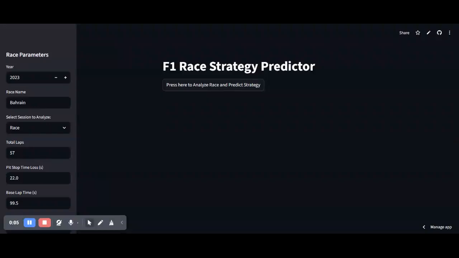Hi, so this is my Formula One race strategy predictor. So I'll just give a quick overview of how this thing works. On the left, you can see there's race parameters.